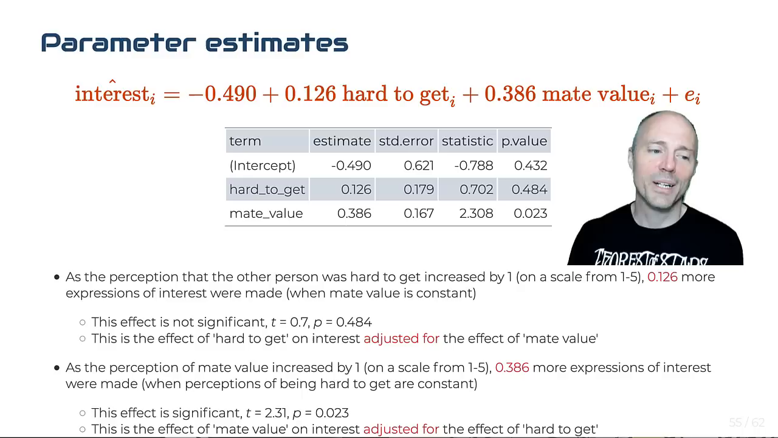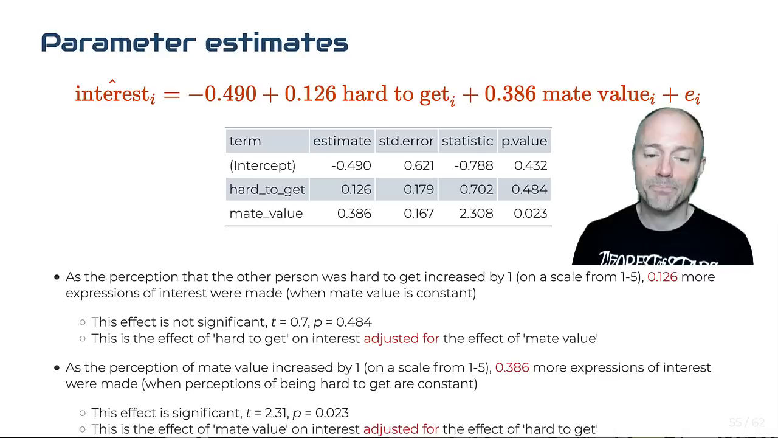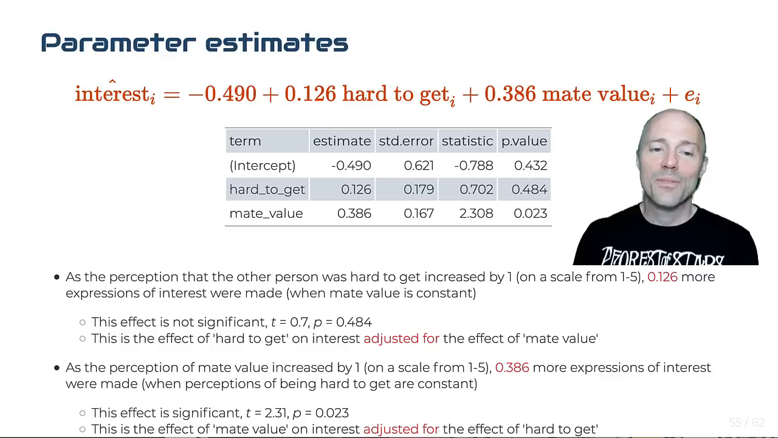If we look at mate value now, as the perception of mate value increased by one, again on a scale of 1 to 5, 0.386 more expressions of interest were made. This is a significant effect. And this is the effect of mate value on interest adjusted for the effect of playing hard to get. And this is a bigger effect.